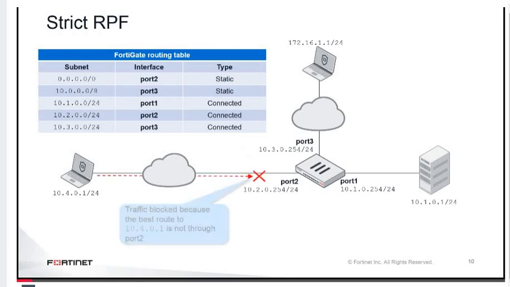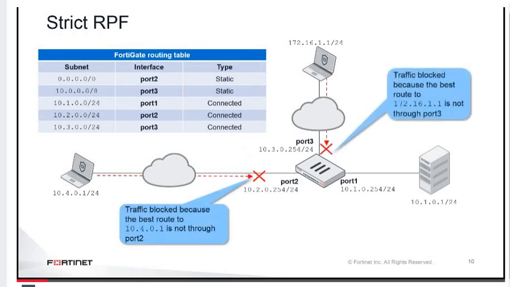In strict mode, FortiGate checks that the best route to the source IP address is through the incoming interface. The route not only has to be active, as in the case of feasible path mode, but it also has to be the best. If you use the same example, but change FortiGate from feasible path mode to strict mode, you will get the following results.